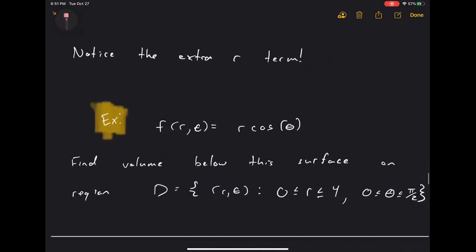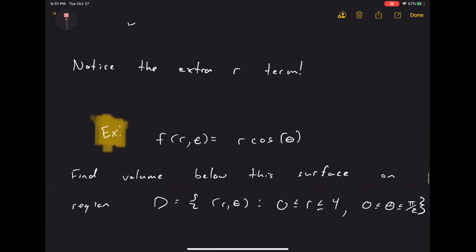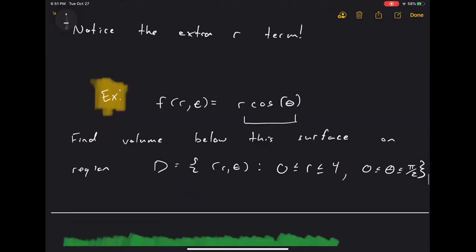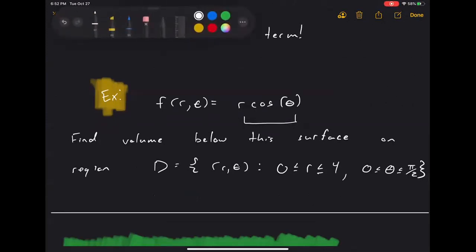Okay, so let's just do an example real quick. Let's consider the function f(r, theta) equals r times cosine theta. And let's say I want to find the volume below whatever surface this gives me on this region D, where D is the region where r is greater than or equal to 0 and less than or equal to 4, and theta is greater than or equal to 0 and less than or equal to pi over 2.